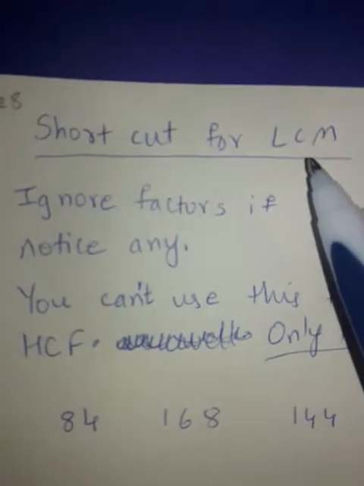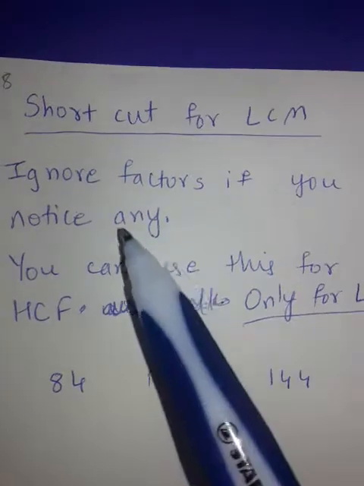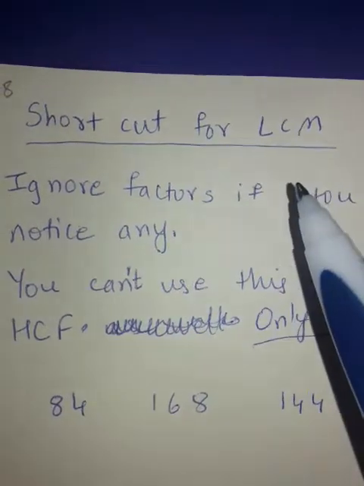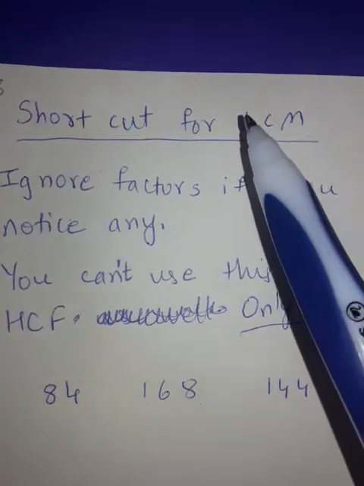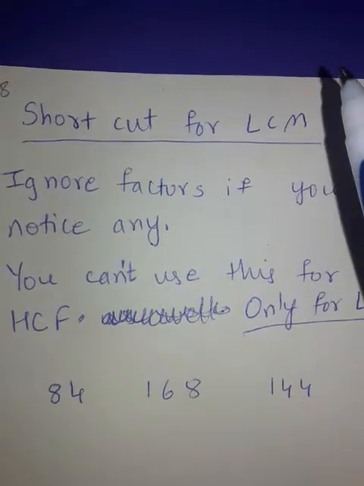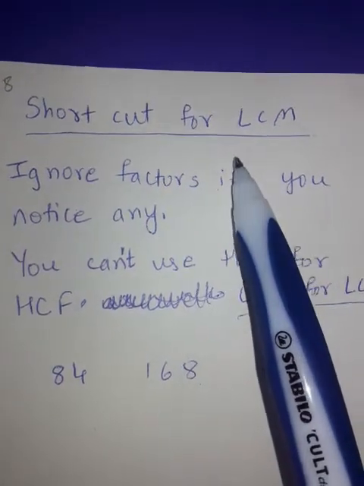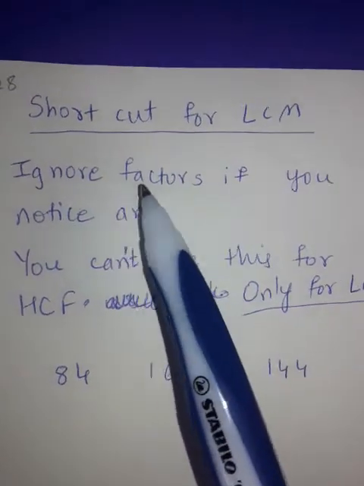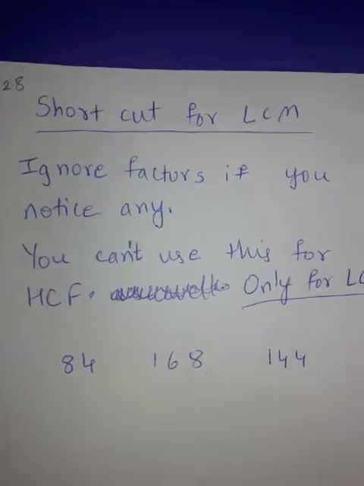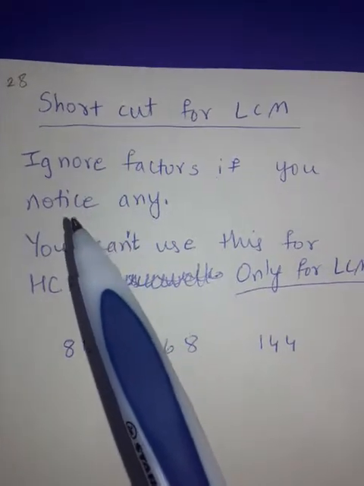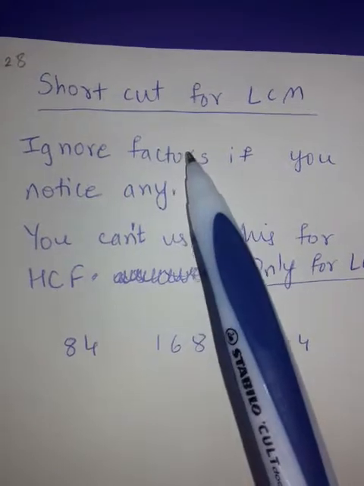It's similar to HCF. For LCM, ignore factors if you notice any. This is exactly opposite. For HCF, when we wanted to find the highest common factor, we ignored the multiples, and now we need to find the least common multiple, so we are going to ignore factors. Getting it? So the methods are similar. For HCF, you ignore multiples, and for LCM, you ignore factors.